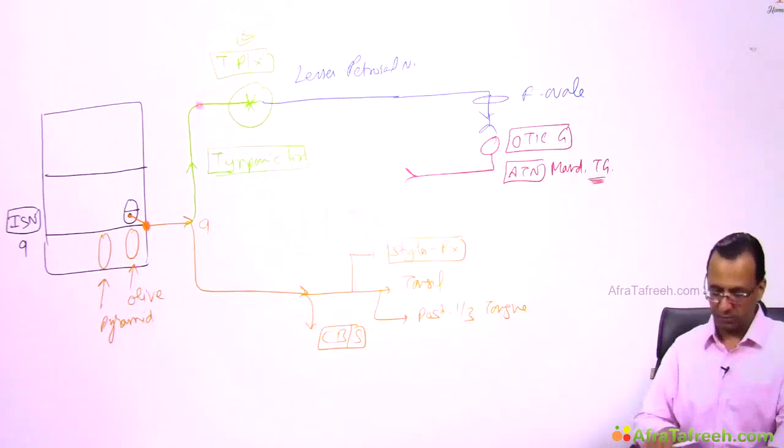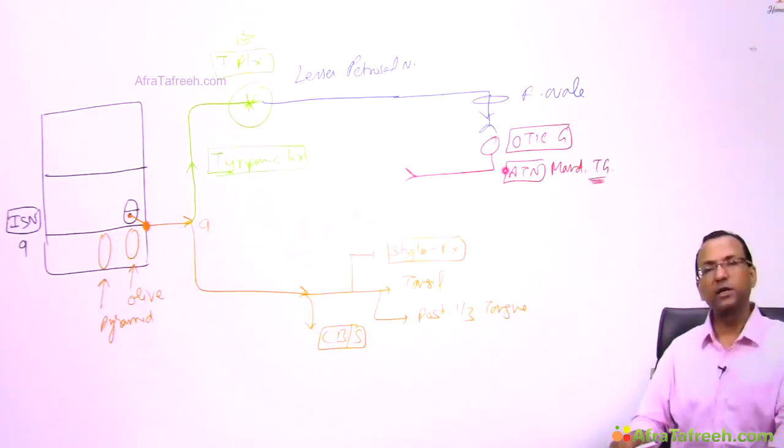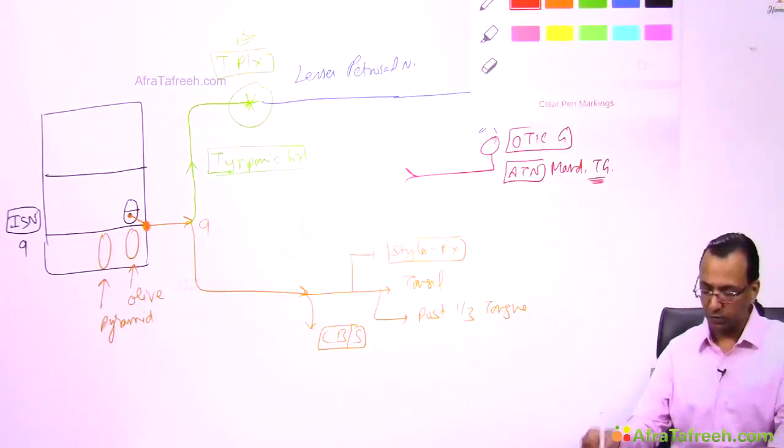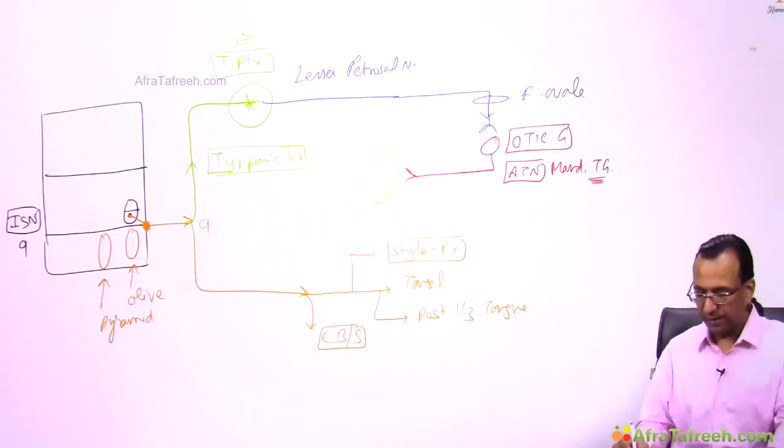Then what is the glossopharyngeal nerve here? It is the functional nerve. Glossopharyngeal is the functional nerve. Trigeminal is the topographic nerve. Where are the fibers going? Of course, to the parotid salivary gland. You have to supply the parotid salivary gland.